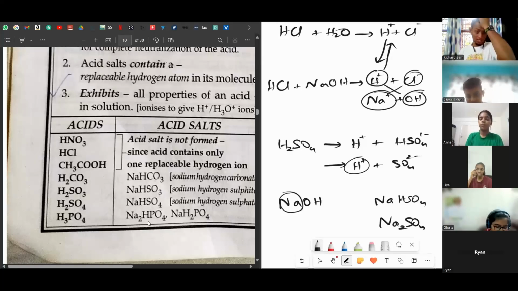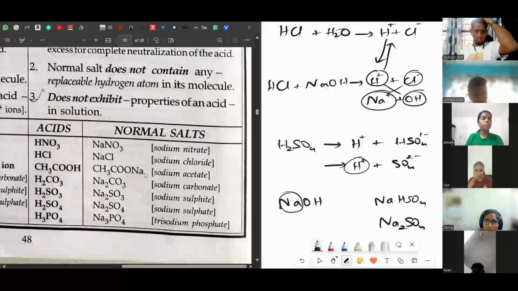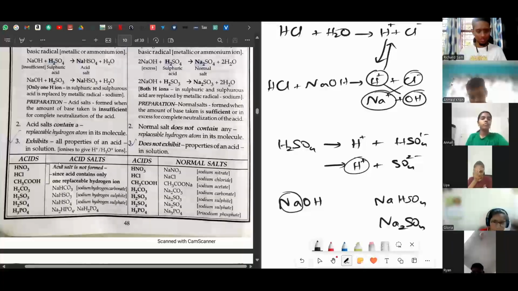Is that clear, everybody? All the different types of salts that you can get? Yes. The same thing was given here. They have mentioned the acid salt on the left and the normal salt on the right.